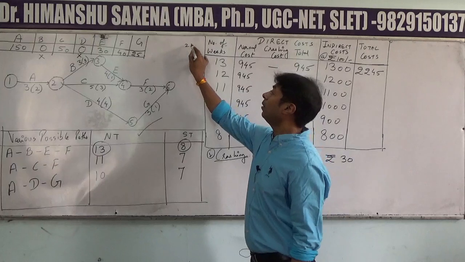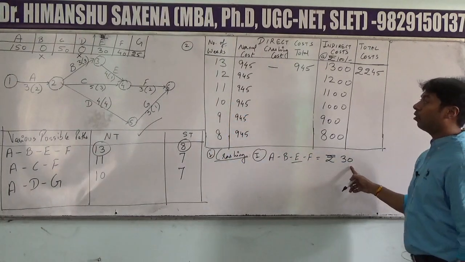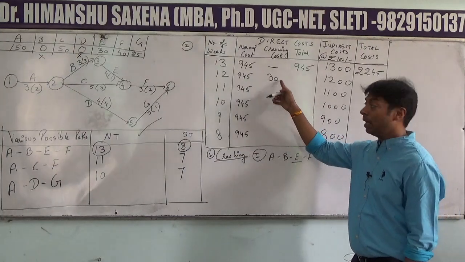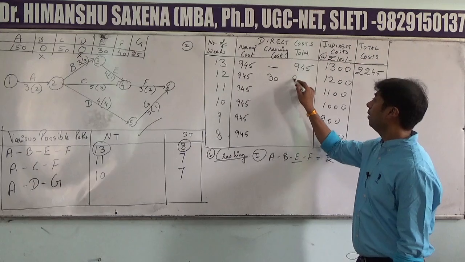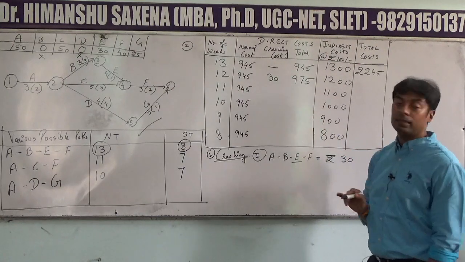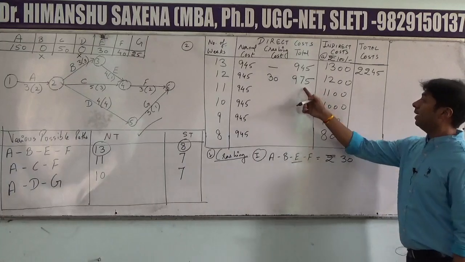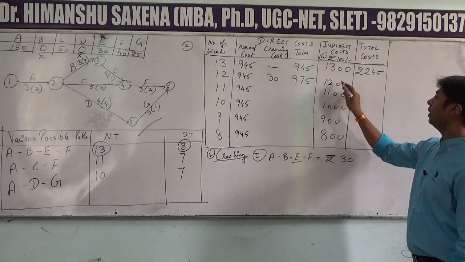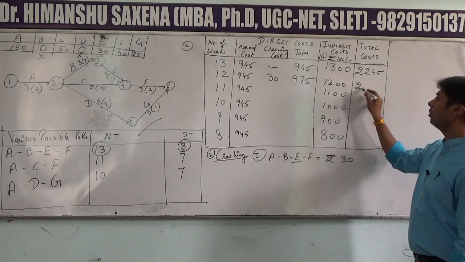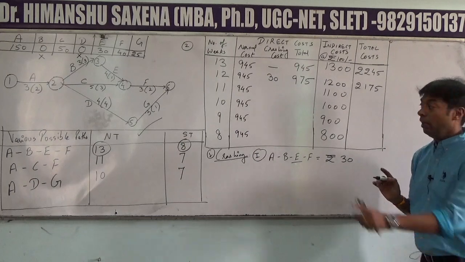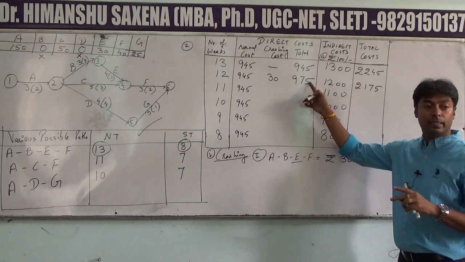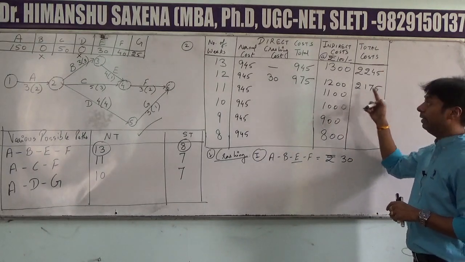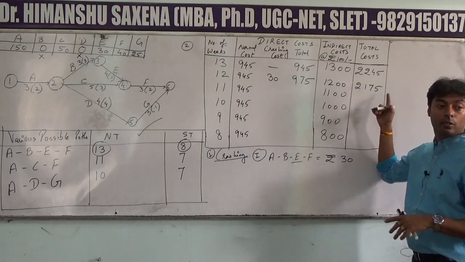Next, entry number 2. It is always done in the cost sheet. So 30 rupees is being placed in the cost sheet. 945 plus 30 is giving us the cost of reduction as 975. And 975 plus 1200 will give us 2175. So now see, we are reducing the time and simultaneously the costs are also decreased, right? So we are decreasing the time as well as the cost of the project.